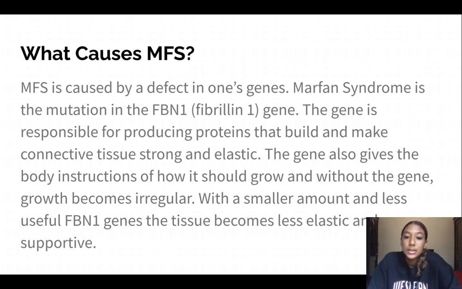Marfan syndrome is caused by a defect in one's genes. Marfan's is the mutation of the FBN1, fibrillin 1 gene. This gene is responsible for producing proteins that build and make connective tissue strong and elastic. So the gene also gives instructions on how growth should be. So without the gene, growth becomes irregular and your tissues are weaker.